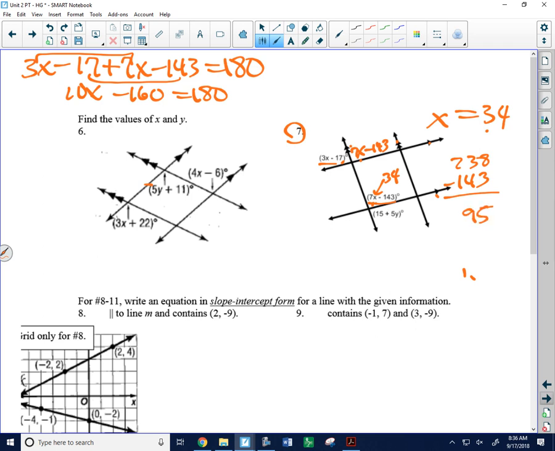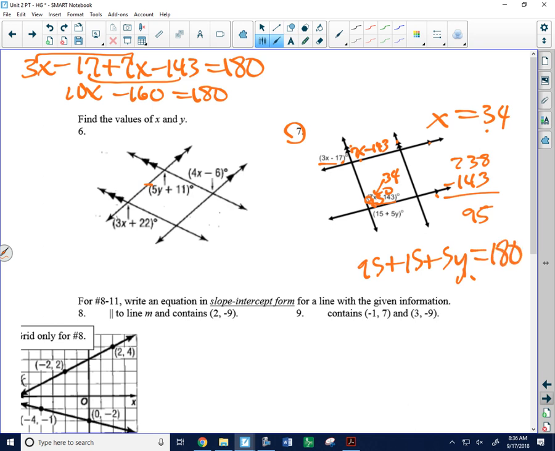So 95, does that sound right? It is, thank you. So then this whole angle, once I plug it in, I get 95 here. And so then I should do that plus this: 15 plus 5 equals 180.